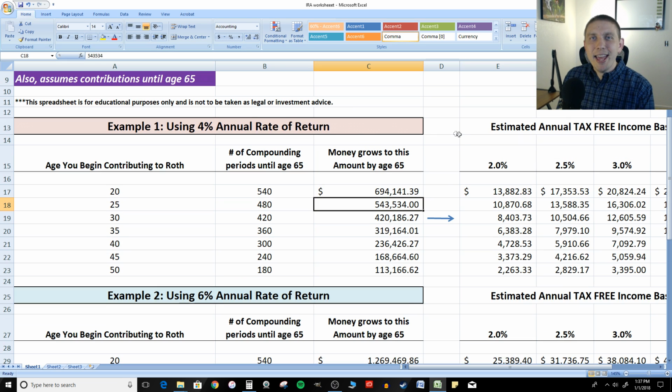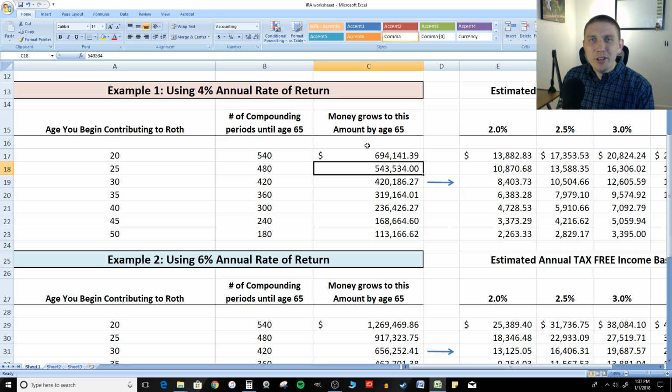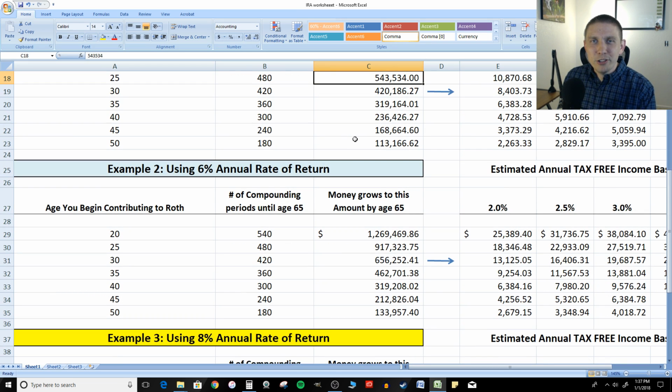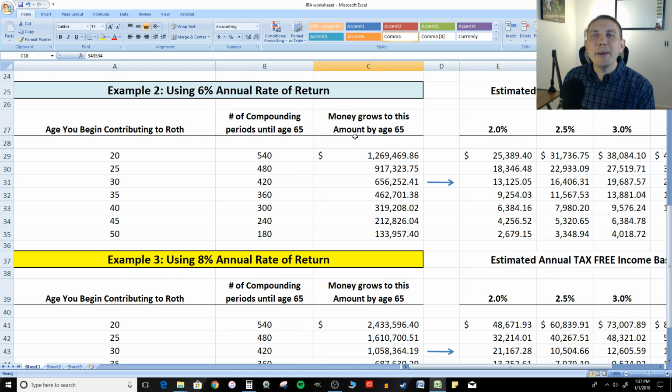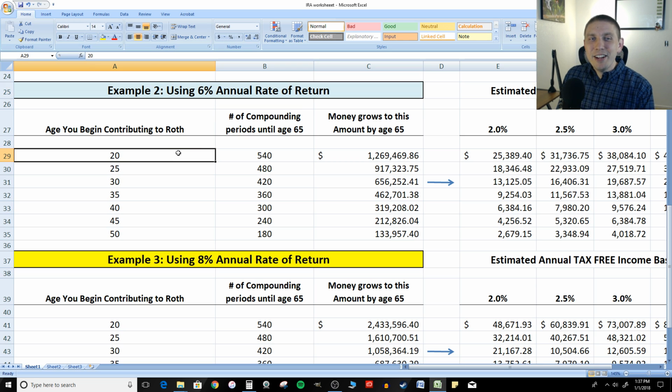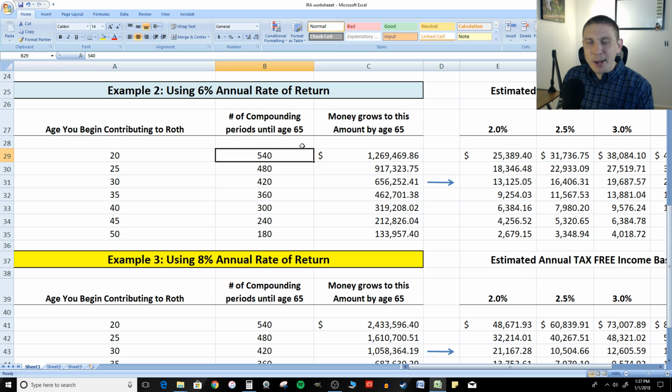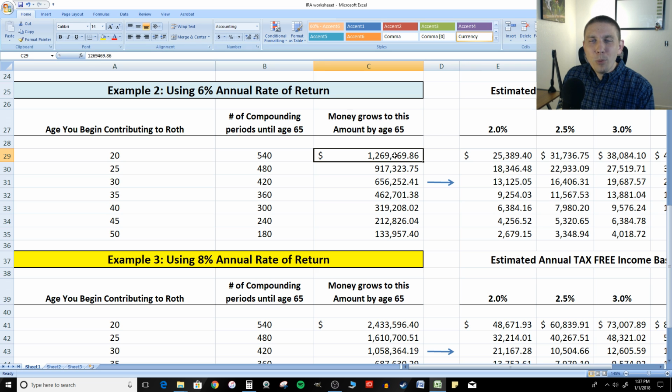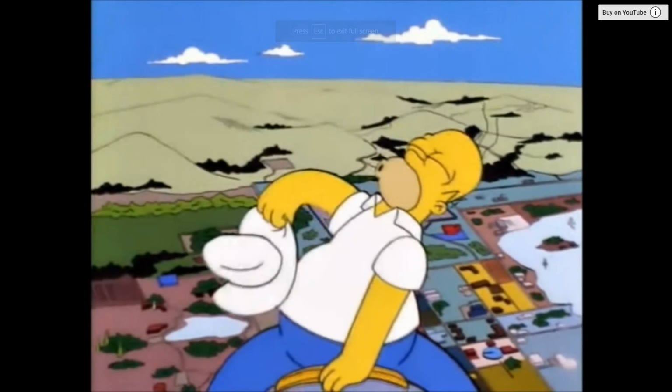So before we look at income amounts, let's go down the line and show you what some different returns would be like had you got an even better return. So in example 2, we're looking at a 6% annual average rate of return. So the whole time the person's investing, the person's getting a 6% return. And the numbers really are substantial. So if you started at age 20 and you're able to get a 6% rate of return the whole time, you're going to have about $1.2 million by the time you're age 65.